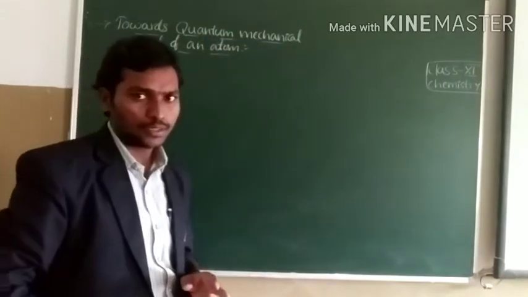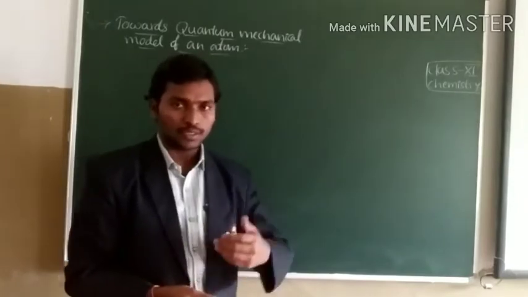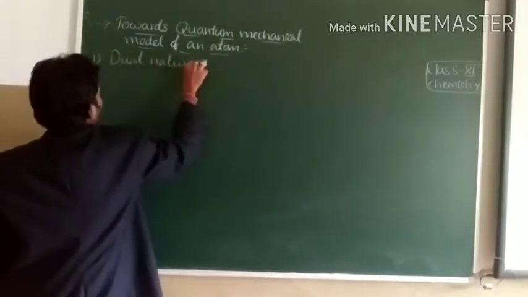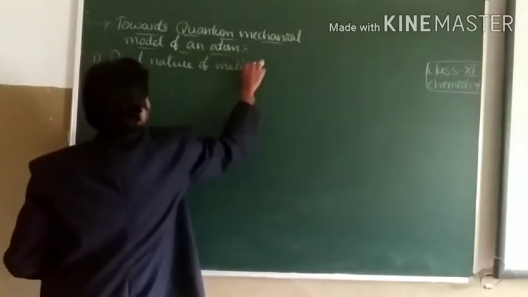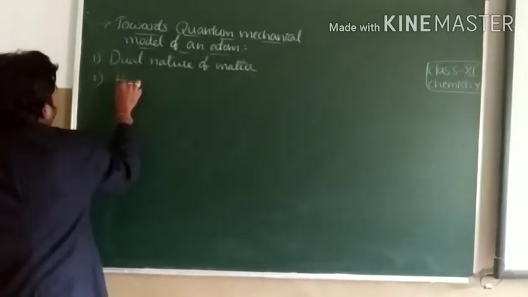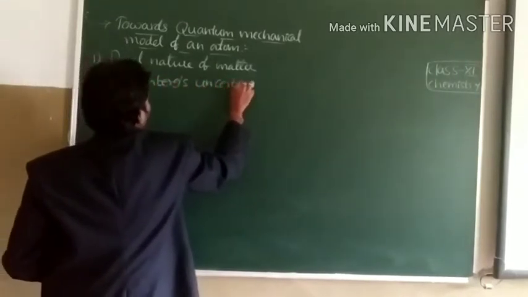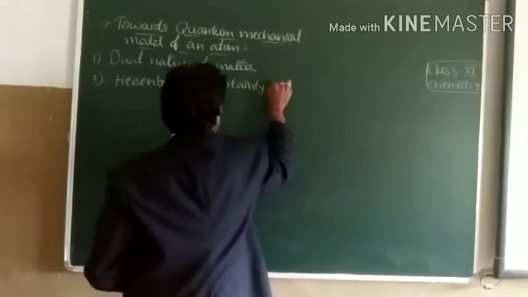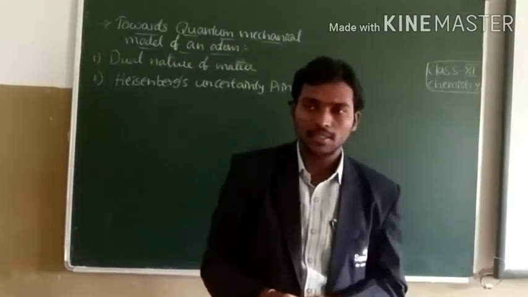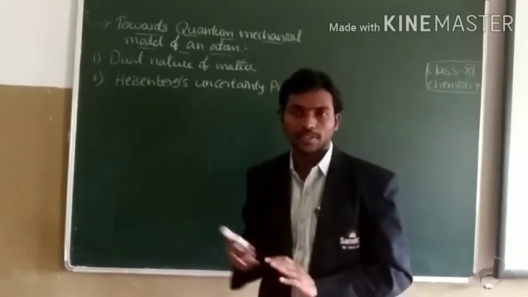So there are two theories that gave the idea about the quantum mechanical model of an atom. One is dual nature of matter, and the second theory is Heisenberg's uncertainty principle. These two theories we are going to discuss in today's session. So let us start.